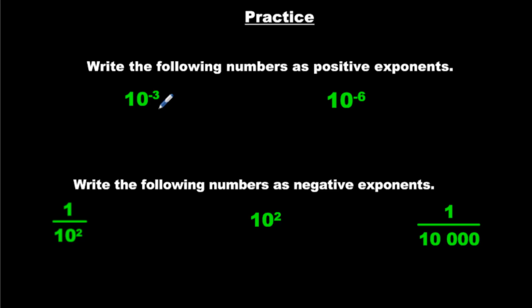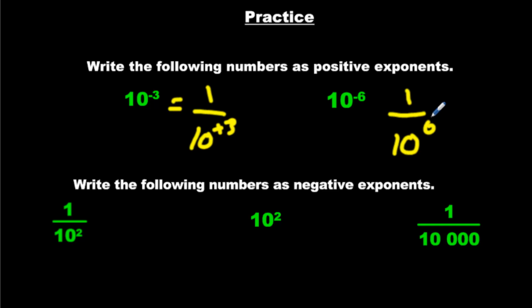10 to the negative third as a positive exponent will be 1 over 10 to the positive 3, like that. Yes, we got that one. 1 over 10 to the positive 3. It's your choice if you want to leave the positive sign. I'm going to put it in this one. 10 to the negative 6 should have become 1 over 10 to the positive 6. Like that. So those two are equal. They are equivalent. The numerator drops to the denominator and he becomes positive. Yes, we got that. 1 over 10 squared.